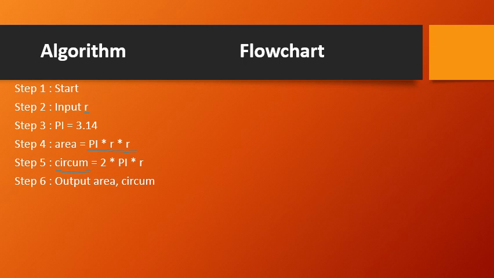So the output should be what? Area, the same way I have written it here, and then circum, the same way I need to write it. Okay, that is the best method to write algorithms.